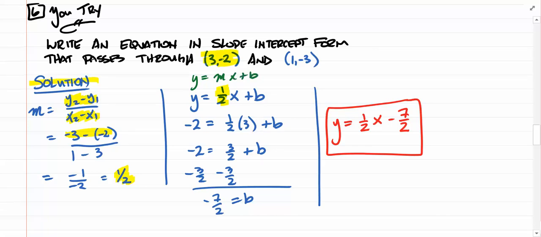We then pick any point that we want. I chose the first one. I substituted negative 2 for y and 3 for x. I multiplied the 3 times the 1/2 and got 3/2. I then subtracted 3/2 from both sides. Negative 2 take away 3/2 is negative 7/2. So now I have a value of b. Then putting it all together, I get y equals 1/2 x minus 7/2.